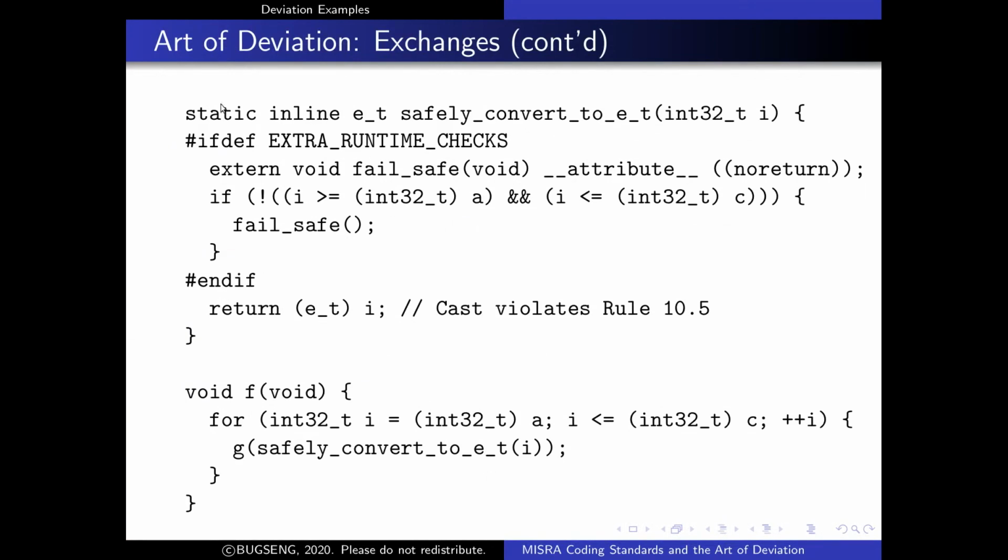So let's factorize the two things. The function safely convert to ET was not present in the original, but it's just one function. You write it once in the entire project.